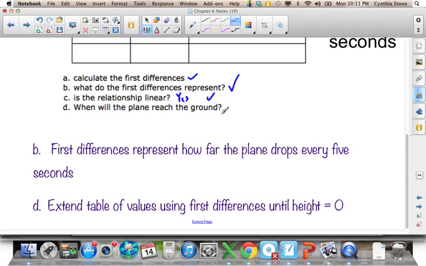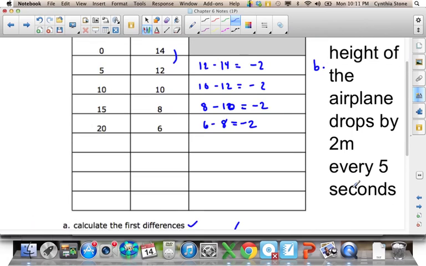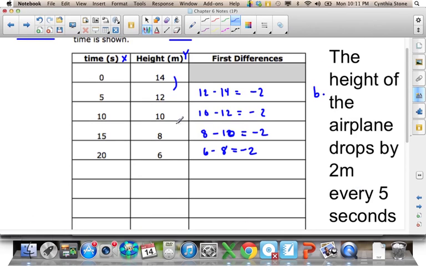And then, when will the plane hit the ground? I wrote a little how to do that: extend the table of values using first differences until height equals 0. What does that mean? I'm just going to keep doing this table. It goes down by 2 every time, so this must be 4, go down by 2, so that must be 2. And right here, height of 0, that's when it hits the ground.